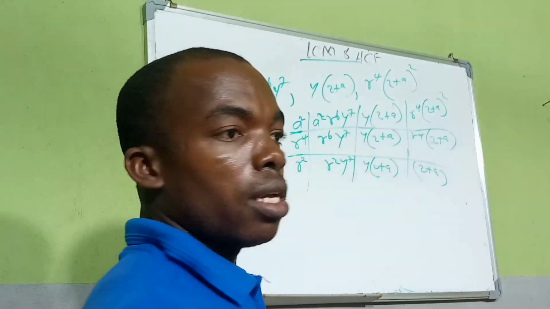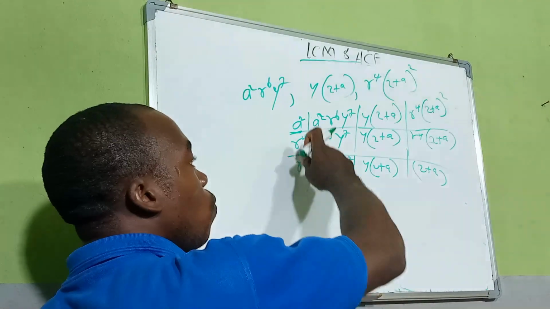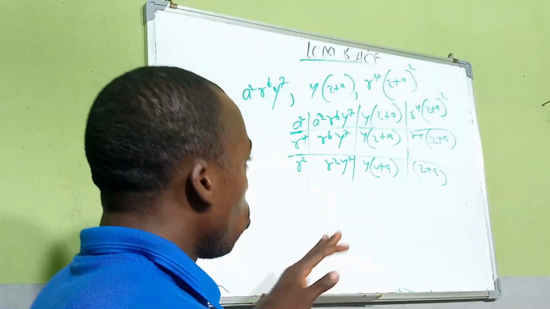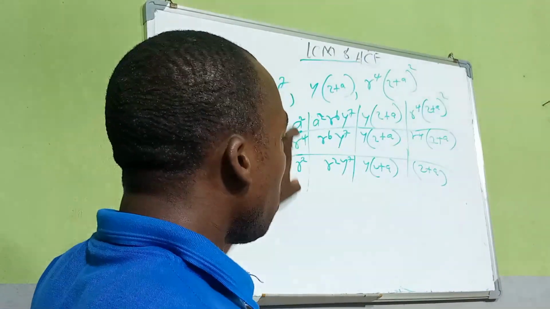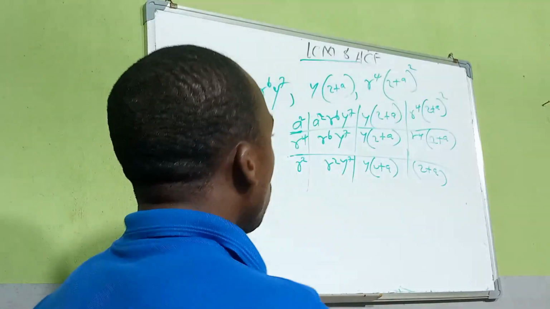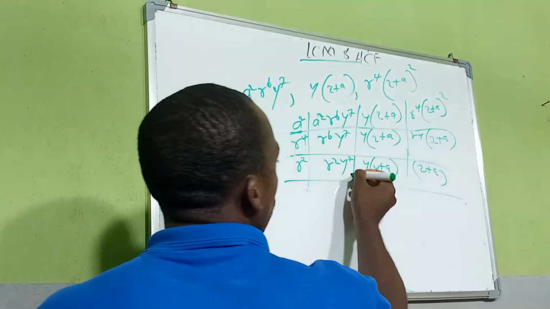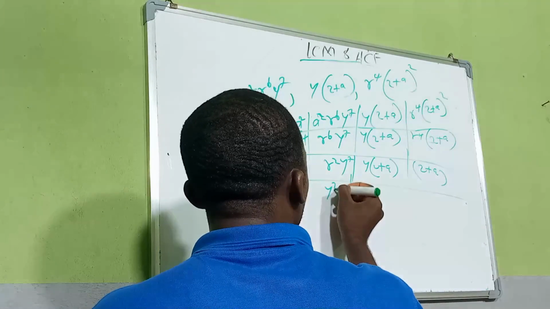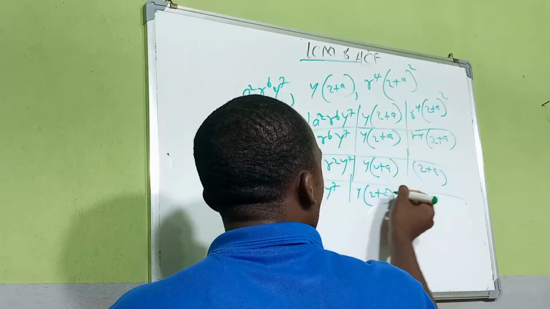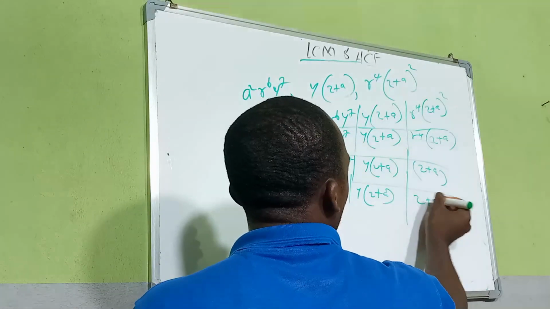Since it is letters, you understand? I'm supposed to use R raised to power 2 first before using R raised to power 4 because we are talking about LCM, lowest common multiple. But since it is letters, it will still give us the same answer, whether we use this one first or this one. Then we'll have something like this. From here we have Y raised to power 7, then Y open bracket 2 plus A, then 2 plus A.